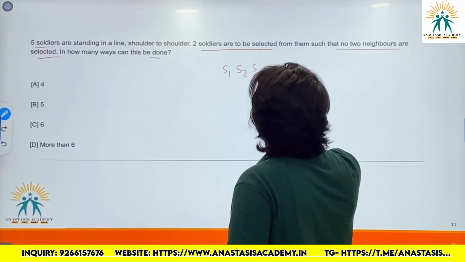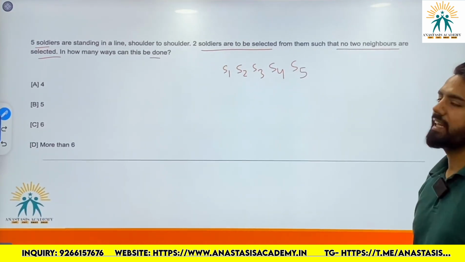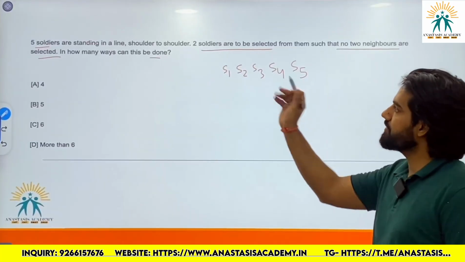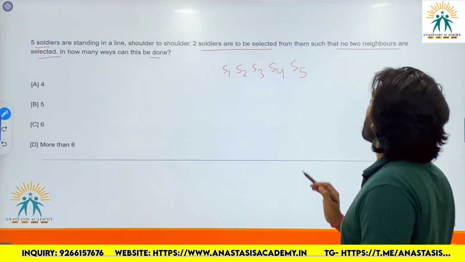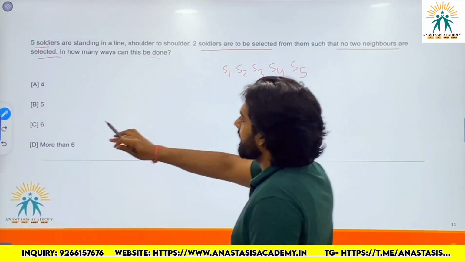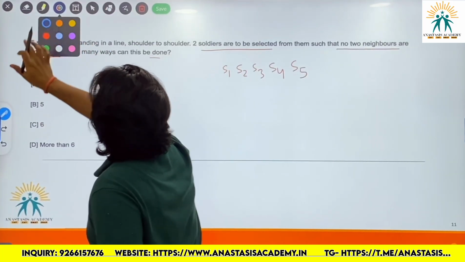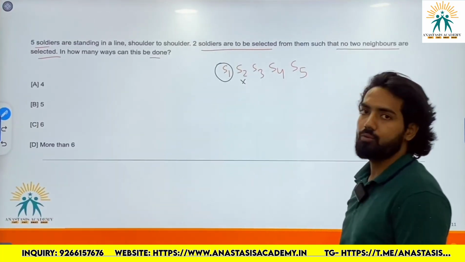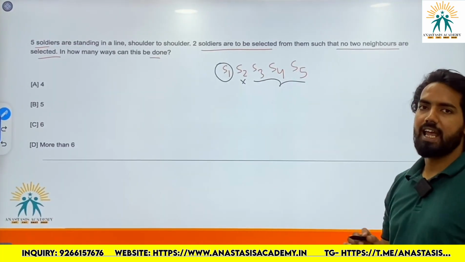that is S1, S2, S3, S4, S5. These 5 soldiers are there, they are standing in a line. I need to select 2 soldiers from these 5 soldiers such that no 2 neighbors are selected. For example, if I choose this soldier S1, then I cannot take S2, I can choose one among S3, S4 or S5.